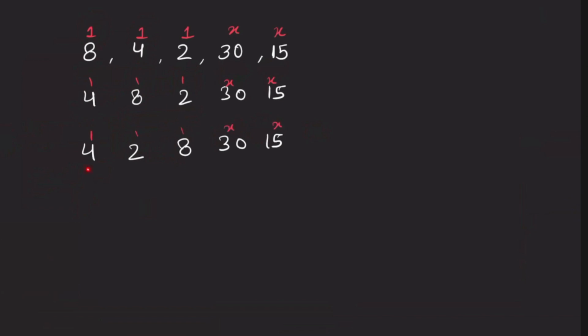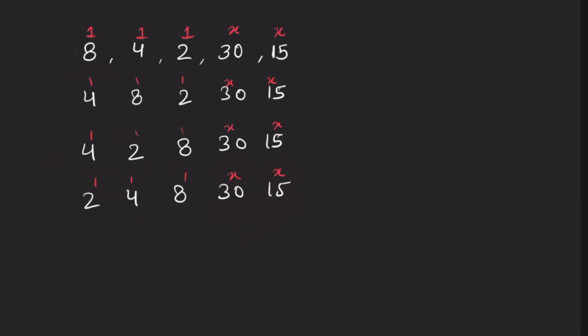Now again, if you see for this 4 and 2, the number of set bits are equal and these are adjacent now. So these two also can be swapped, right? So now the array will become 2, 4, 8, 30 and 15. And their set bits are 1, 1, 1, x and x. And then similarly for this also, you will see that their set bits are equal and they are adjacent. So you can swap these two also and then your entire array will become sorted, right?